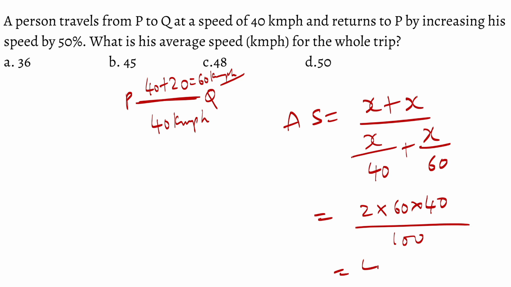So we are left with 48 kmph. So option C is the right answer. So yes, distance is constant here.